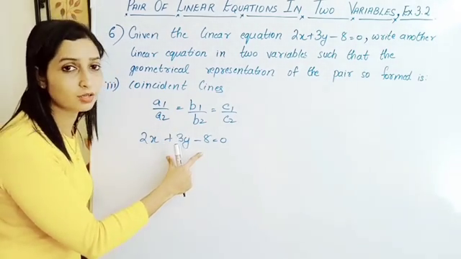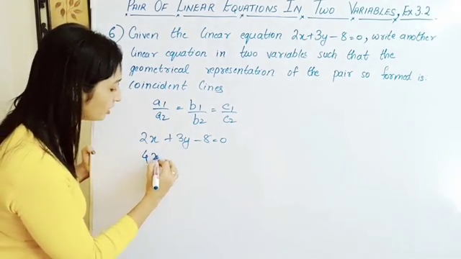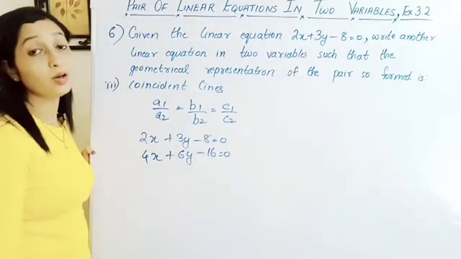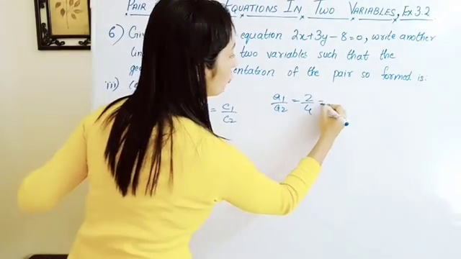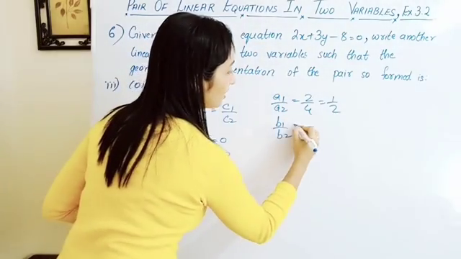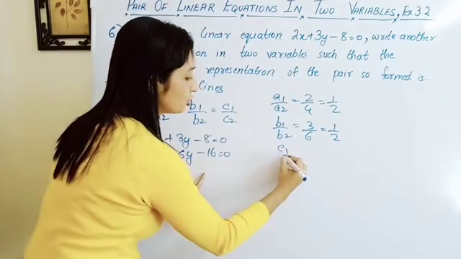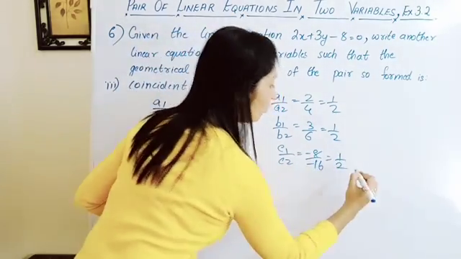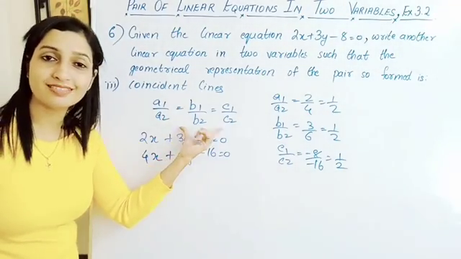I can multiply this equation with any number. So here, if I'm multiplying this equation by 2, what do I get? 4x plus 6y minus 16 equals 0. Now let's check our condition. What is A1 by A2? It is 2 by 4, which is 1 by 2. Now B1 by B2 is 3 by 6, which is again 1 by 2. And what is C1 by C2? It is minus 8 by minus 16, which is again 1 by 2. So this satisfies our conditions for coincident lines, and this is our answer.